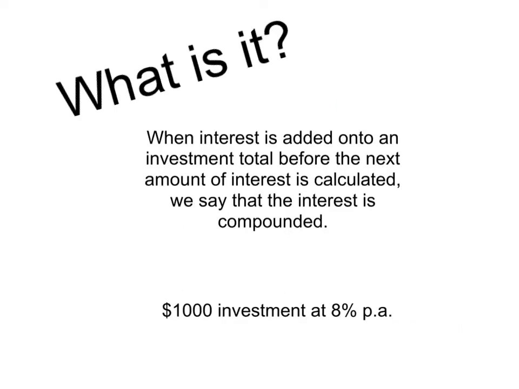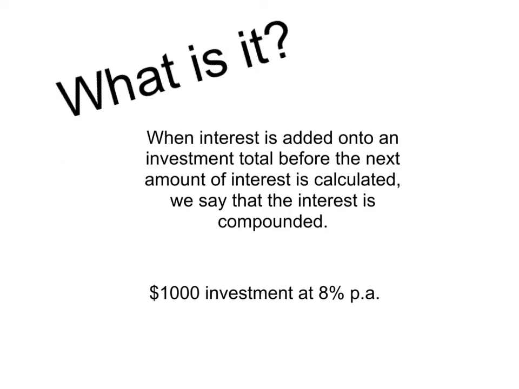So, what is compound interest? Unlike simple interest, you'll want to write this down, okay? Compound interest is when interest is added onto the investment total before the next amount of interest is calculated. We say the interest is compounded. Now, what on earth does that mean? Previously, we would have worked out the simple interest. We would have said, okay, $1,000 investment at 8% per annum over 3 years, and you'd work it out at the end, or I equals PRN.